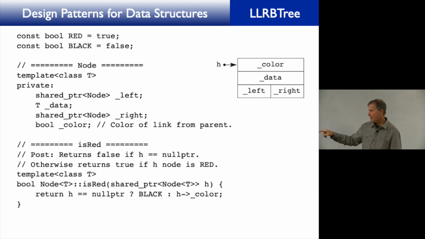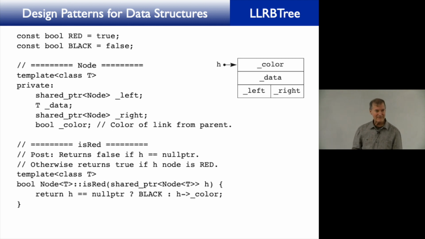So what does it do? It returns what? If H equals the null pointer, then it returns black. See? So even though there's not a node there with a color, it guards the fact that it's the null pointer. You see what I'm saying? Otherwise, if it's not the null pointer, we know it's pointing to a node. So then it returns H arrow color.